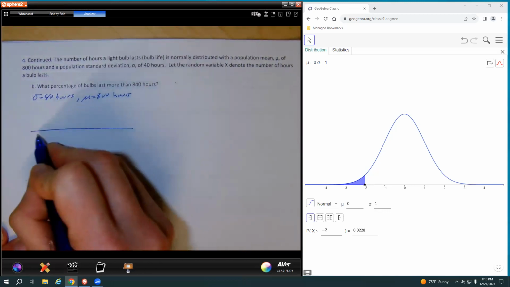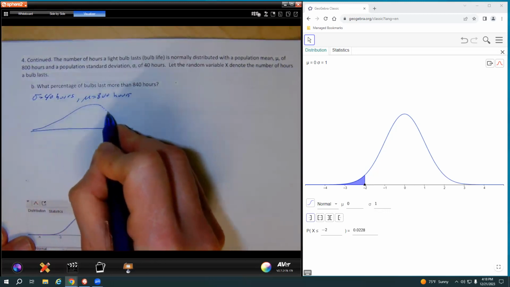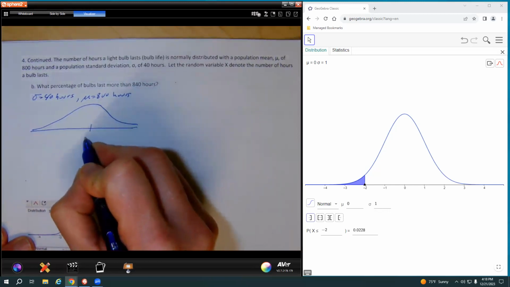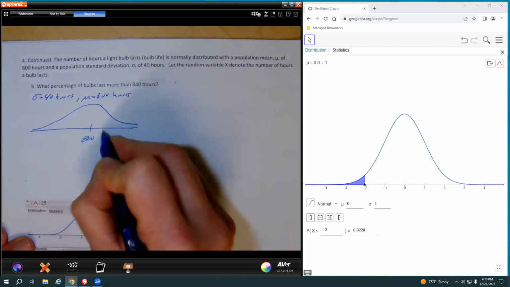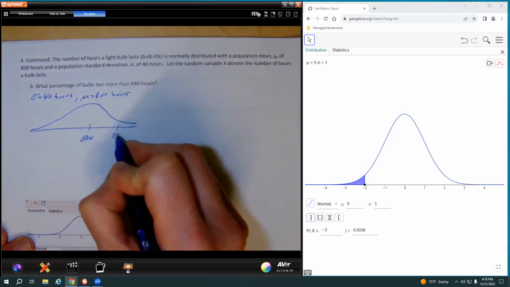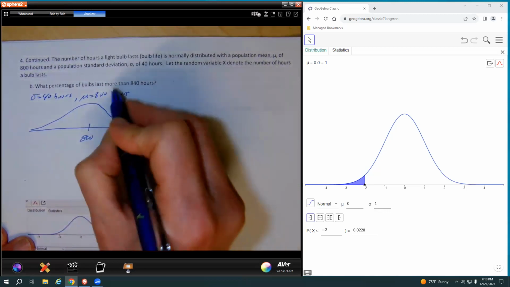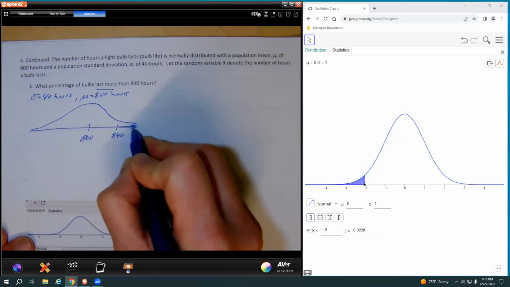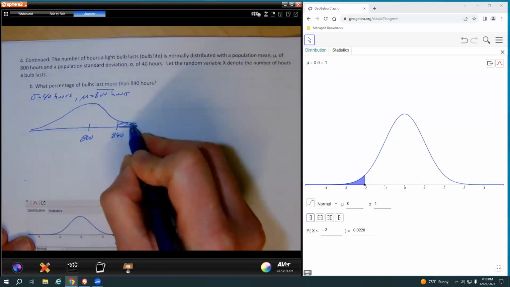So I'm going to draw my normal curve. Always do that. Always, always, always. Put again the center, 800. And what I care about is marking this to the correct side of center. And 840 or more means it's in this direction. So what I'm after is this.